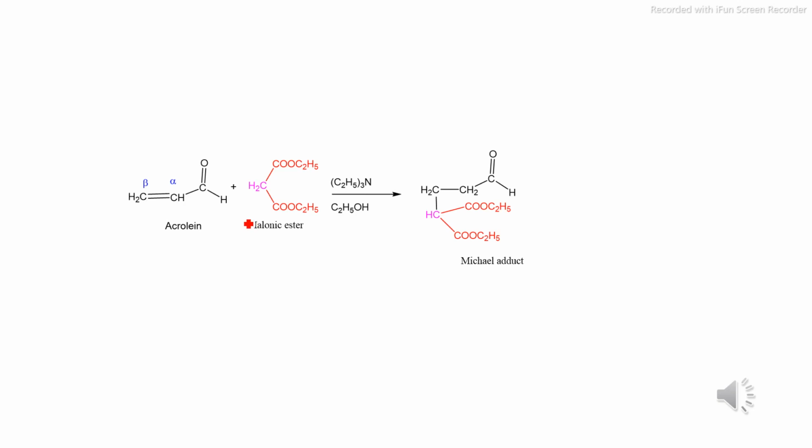For example, malonic ester having the active methylene group reacts with acrolein, that is the alpha-beta unsaturated aldehyde, in the presence of a weak base, that is N,N-diethylethylamine, in ethanol. So we observe that one of the hydrogen atoms of malonic ester is attached to the alpha carbon atom, whereas the remaining active methylene group is attached to the beta carbon atom to give the addition product.